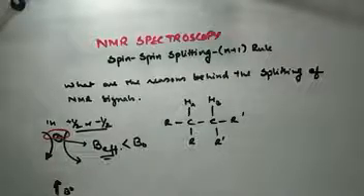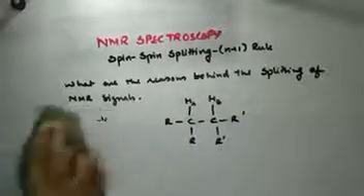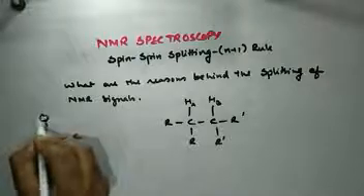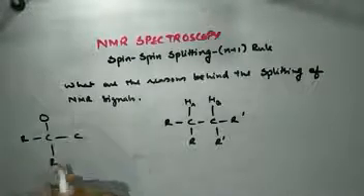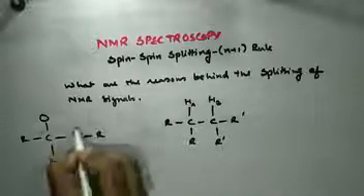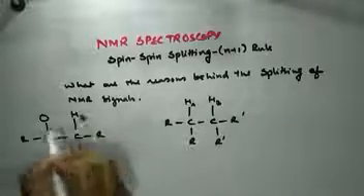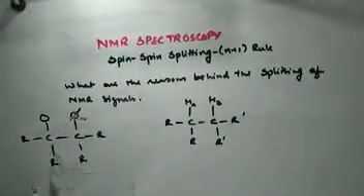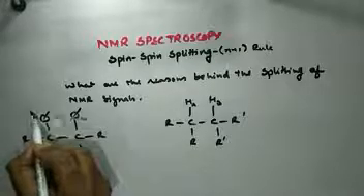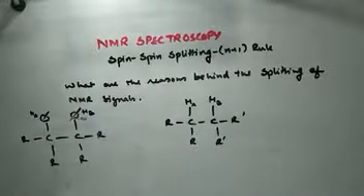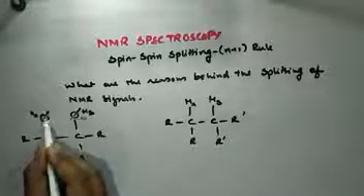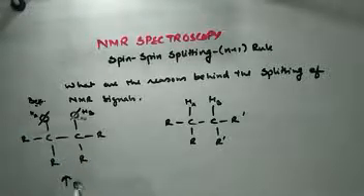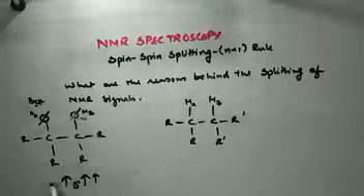Now, when the same nucleus has adjacent NMR active nuclei, suppose here we have proton B, this is also NMR active. If this is HA and this is HB, it is already experiencing a magnetic field, B effective, in the presence of an externally applied magnetic field of B0.